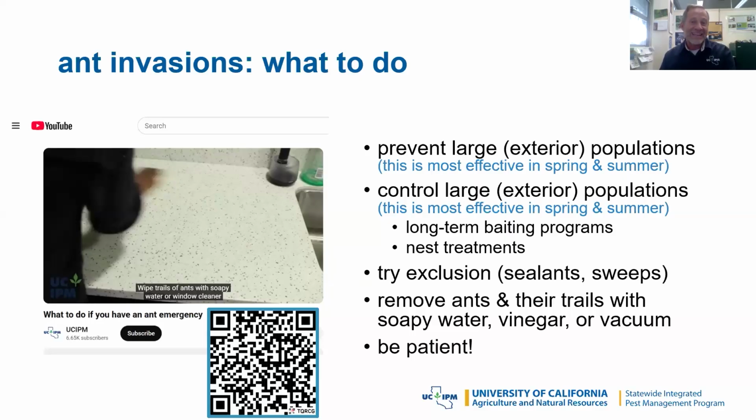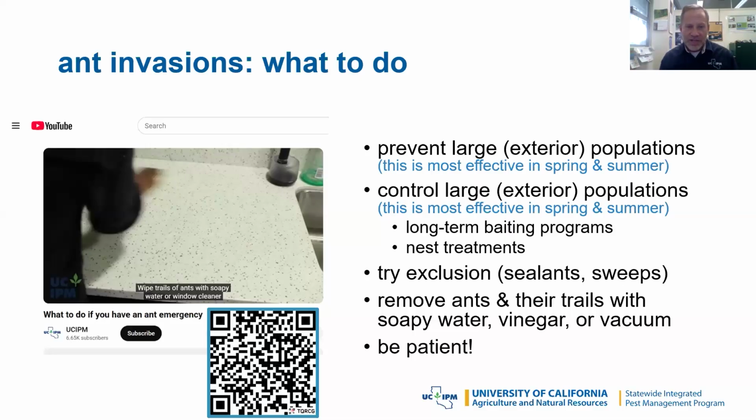If you do find ants inside, the best thing to do is to remove them and remove their pheromone trails with a simple soapy water spray. This can also be done with vinegar. Basically, what you're doing is denaturing the trail pheromones. So you're killing the ants with soap and water, but you're also erasing their signal, which tells other ants it's a good place to go.